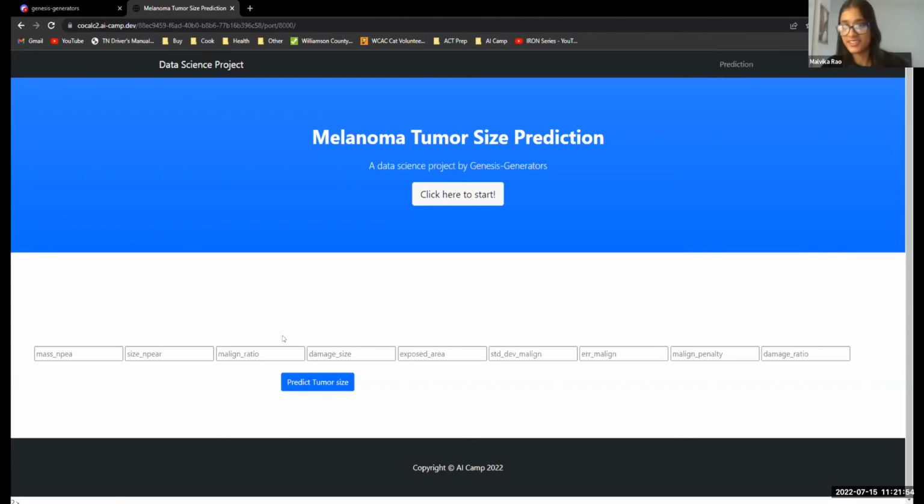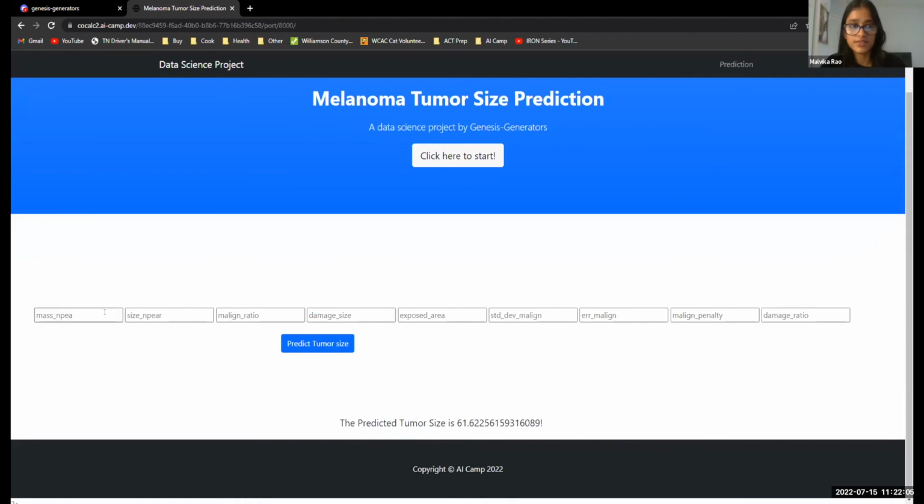All right, 1, 2, 3, 4, 5, 6, 7, 8. I'll do 9. Okay, so as you can see, with these values for each of these variables, our model has predicted that the size of your tumor is 61 point all of these numbers.